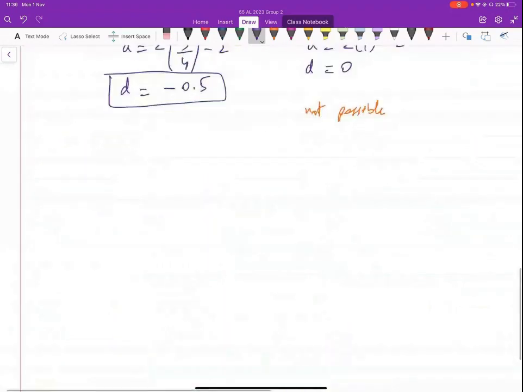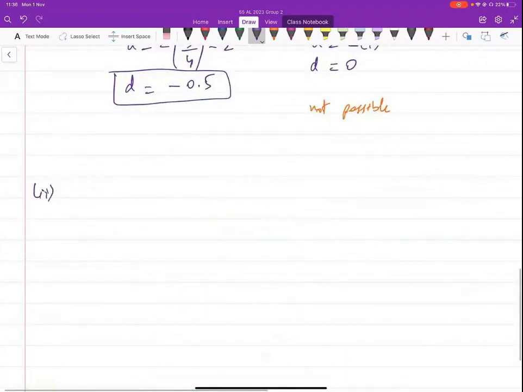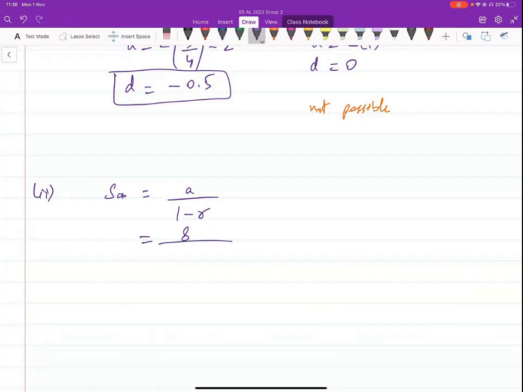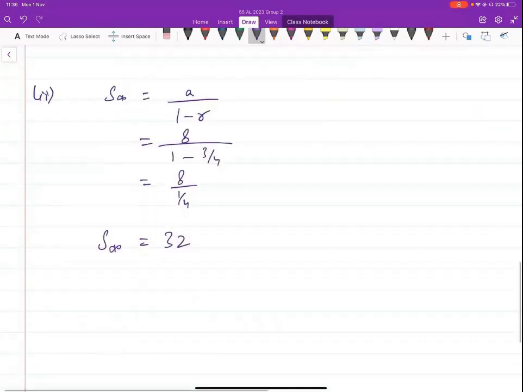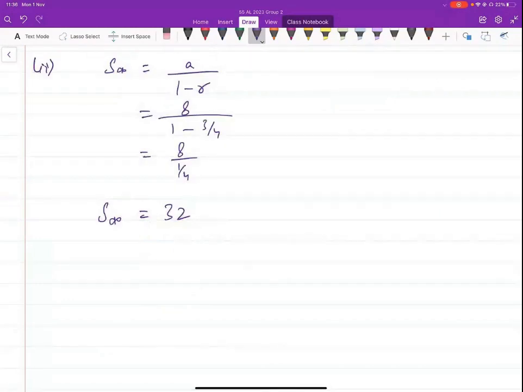That's pretty straightforward. Second part, sum to infinity of the GP, that's A over 1 minus R. A was 8, R was 3 over 4. We'll get 1 minus 3 over 4 there, 8 over 1 over 4, and that is 32. That's your sum to infinity. Right? Formula के अंदर सिर्फ values input कर दी.